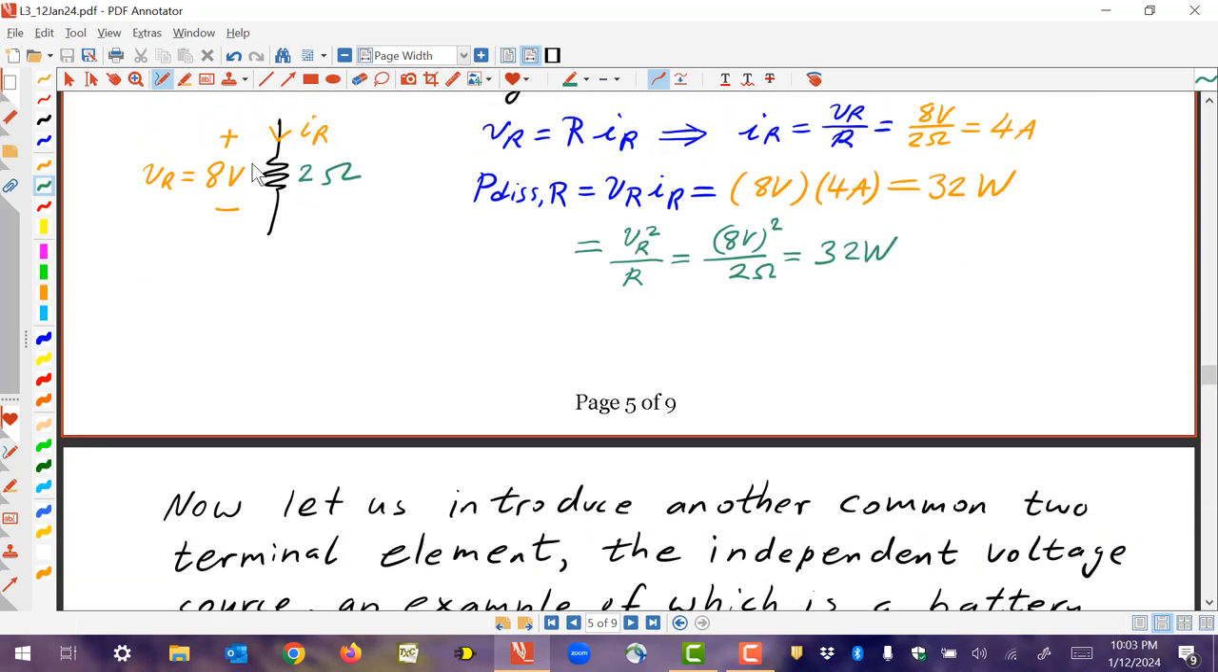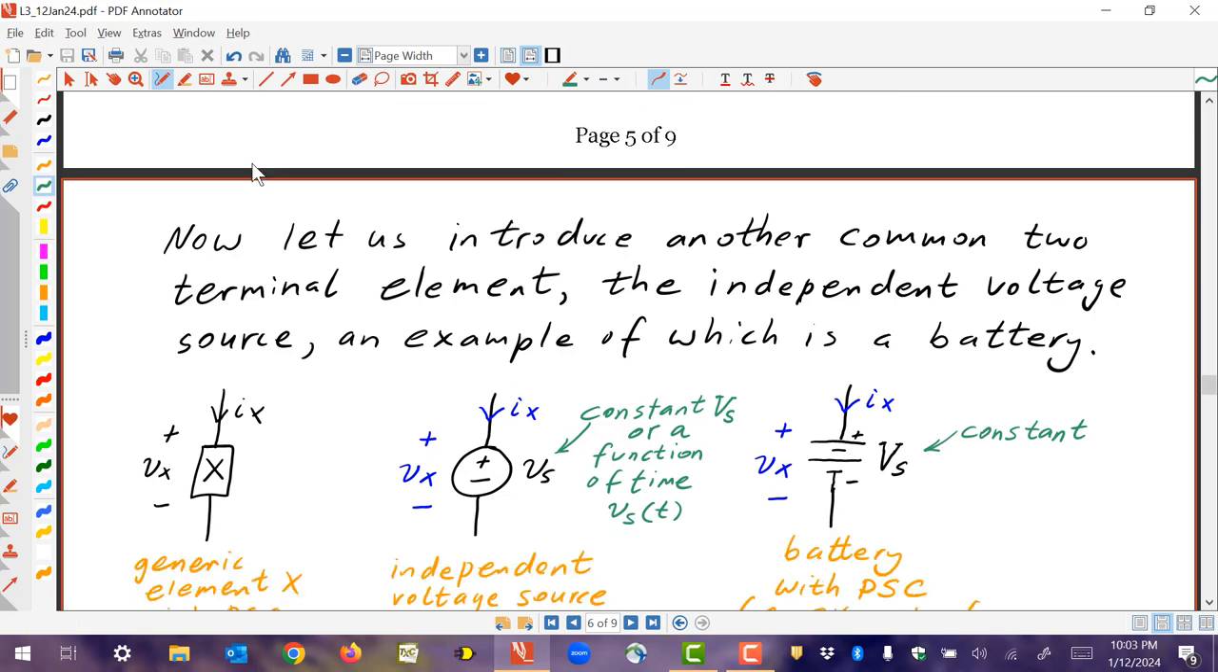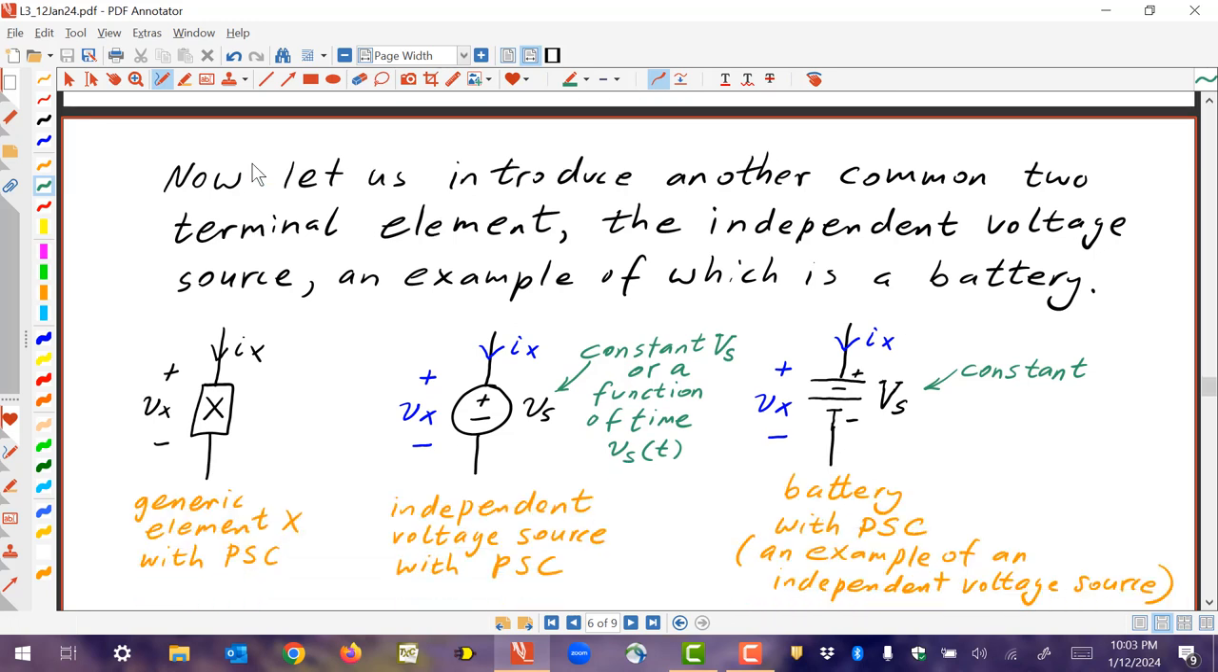So that was our first two-terminal element. Let's introduce another element. Another common two-terminal element is the independent voltage source. One practical example of an independent voltage source is a battery, although a real battery has some non-idealities, but for our case, let's just consider it to be as shown here. As shown on the left, a generic element with passive sign convention has V and I measured as shown on the far left.